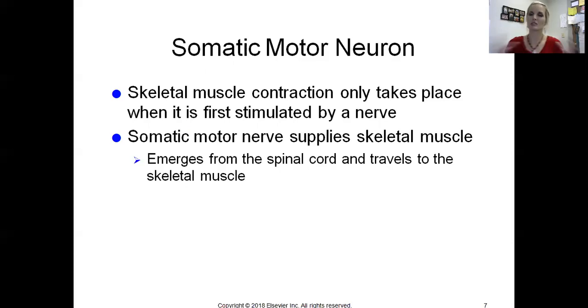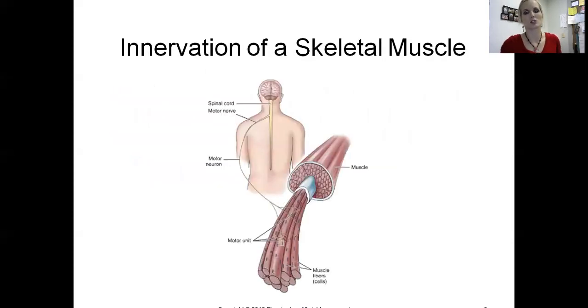So we can associate those two terms really together: the term somatic is the division of the nervous system that controls our skeletal muscle. It emerges from the spinal cord and it travels to that skeletal muscle, and it's going to then connect. So it shows that connection here. Here's the spinal cord coming out of our brain right there. And again, we're going to see this in a little bit more detail next class. So we'll talk a little more about it then. But just to give you that brief introduction, that term somatic is the nervous system that controls our skeletal muscle. There you can see that connection to the skeletal muscle fibers.